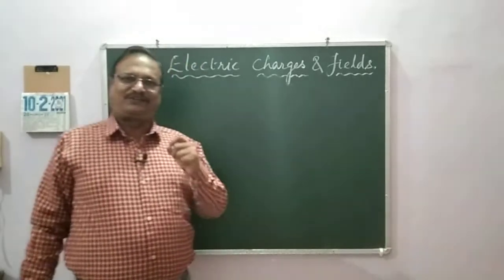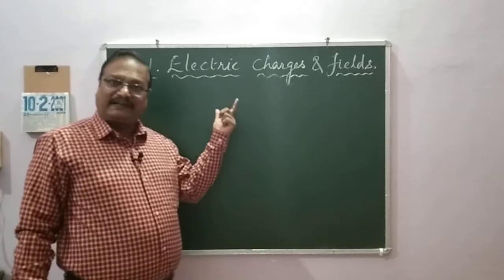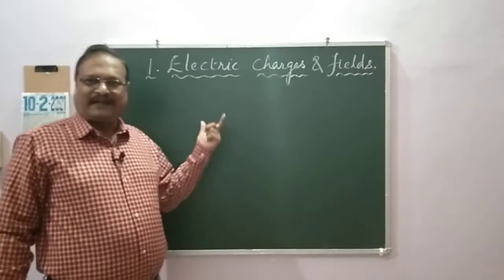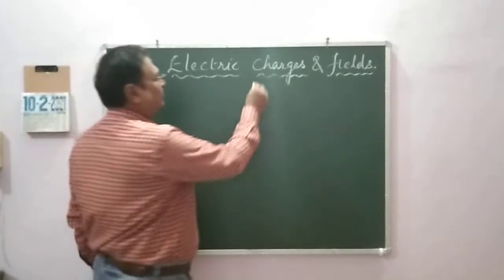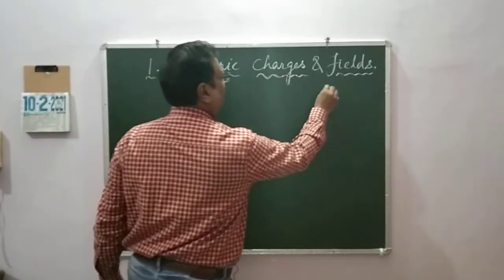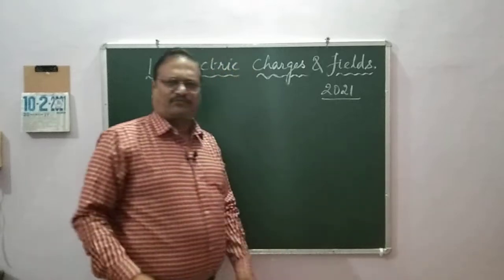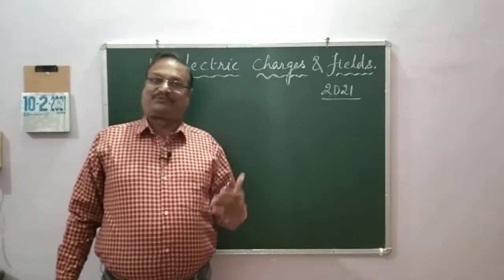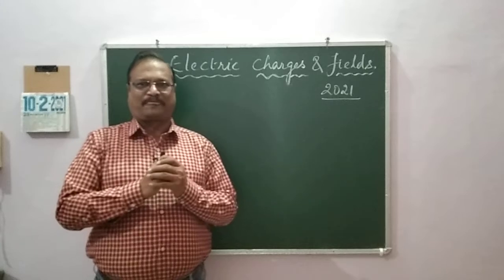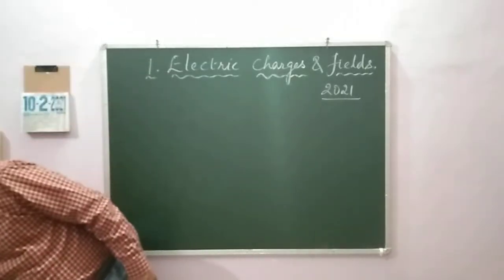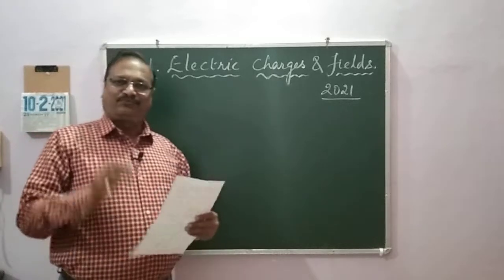So what I decided to do is to take up chapter wise selected MCQs and assertion and reasoning questions which are going to be more in the board exam 2021. So much of the questions will be objective type questions, so one has to be clear about the concepts. So let me begin today with the first chapter, electric charges and fields.